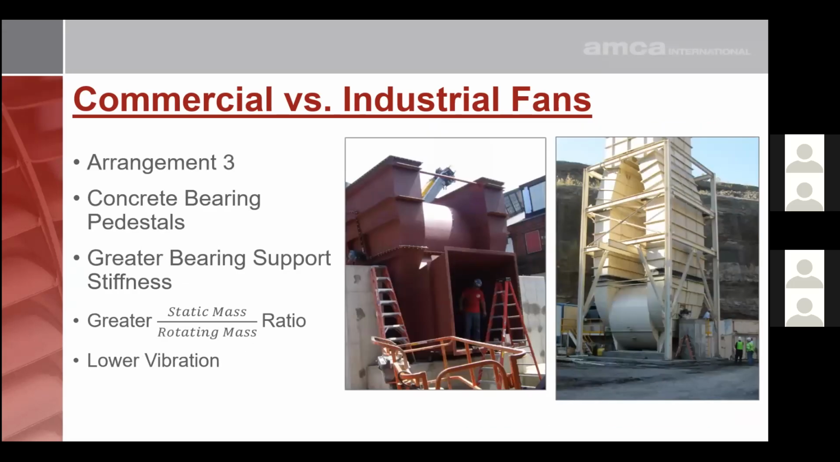Lastly, in the arrangements for industrial fans is arrangement 3. Arrangement 3 fans have center hung impellers similar to arrangement 7 or arrangement 8, but the motor and bearing pedestals are concrete rather than steel. This arrangement is most common on fans greater than 1,000 horsepower or so. There's not a fine line in the sand, but certainly on the larger multiple thousand horsepower fans, this is the common arrangement.